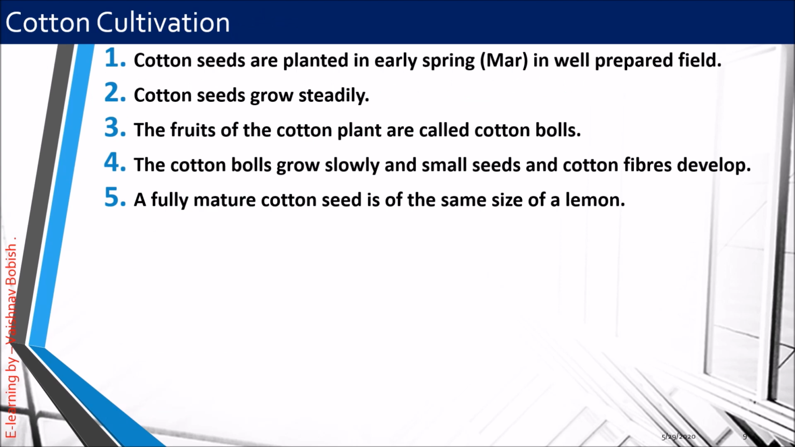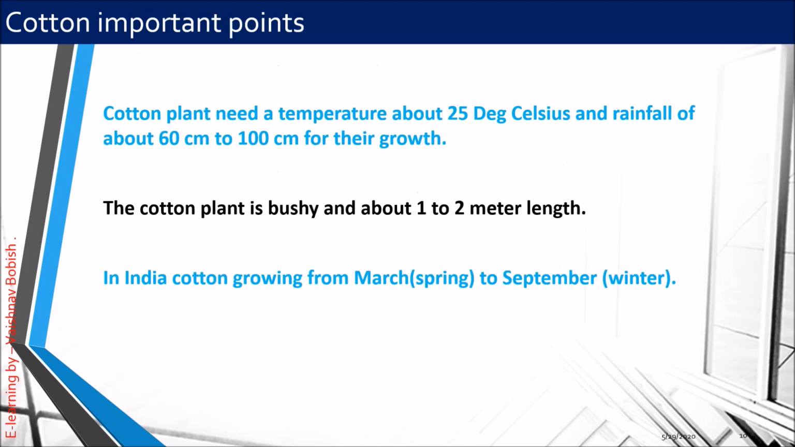Cotton cultivation. The cotton seeds are planted in early spring, March, in well-prepared fields. Cotton seeds grow steadily. The fruits of the cotton plant are called cotton bolls. The cotton bolls grow slowly and small seeds and cotton fibers develop. A fully mature cotton boll is of the same size as a lemon.